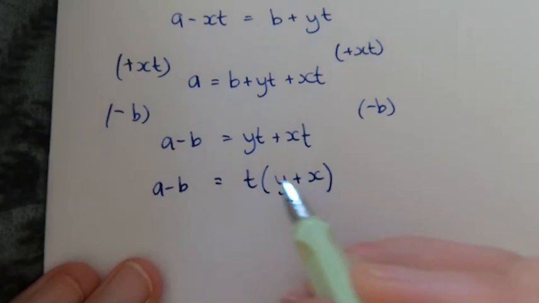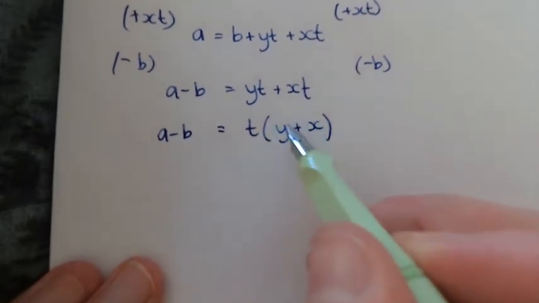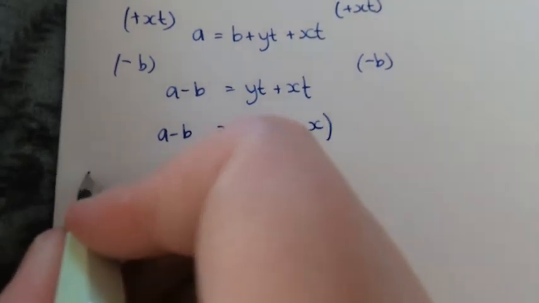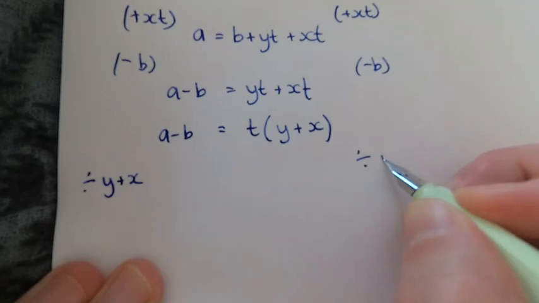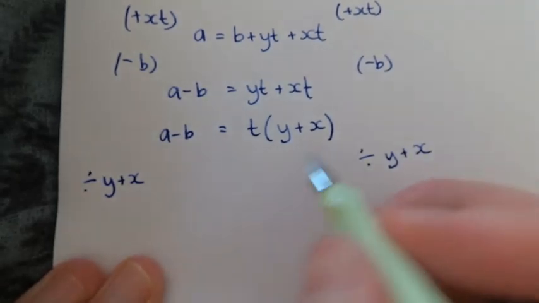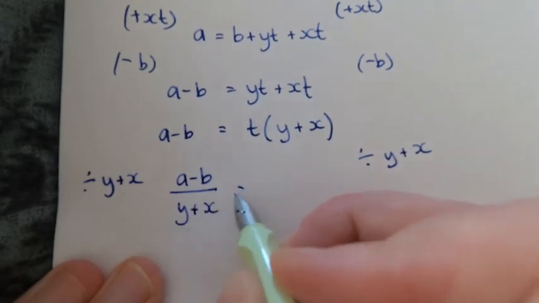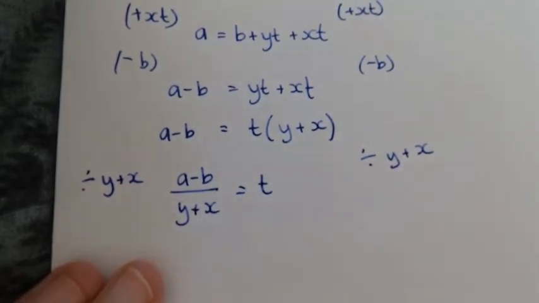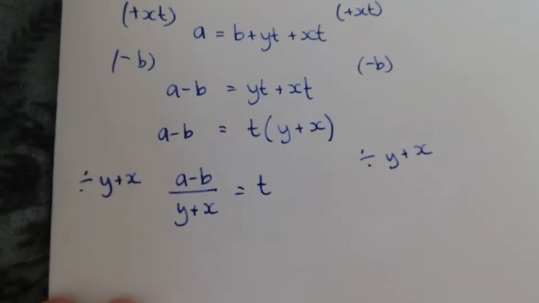Now we've got t multiplied by something, so we can divide both sides by this to get t on its own. So I'm going to divide both sides by y plus x to get a minus b over y plus x equals t. So remember, if you have the subject appearing twice, you have to at some point factorise. One more quick example then.